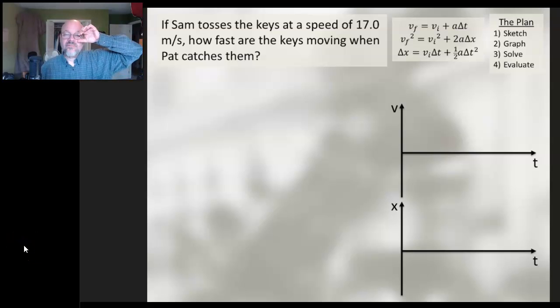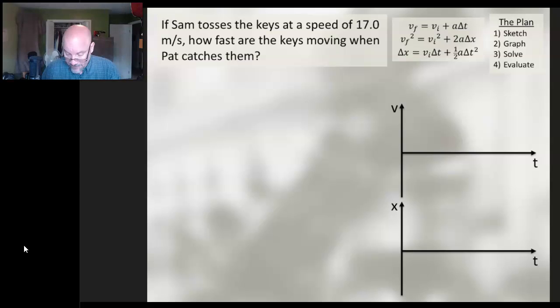Okay, so this is a variation on the last two that we did. In this one, instead of the minimum speed, Sam is going to toss them at 17 meters per second, straight up. And so if Pat didn't catch them at the top, they'd go past Pat. In this case, we're asking, how fast are they moving when Pat reaches them?